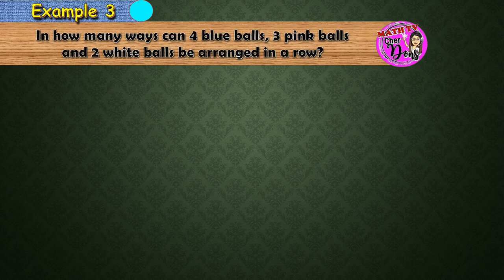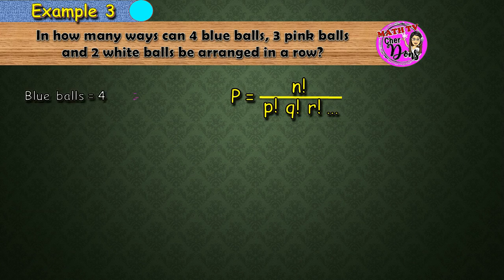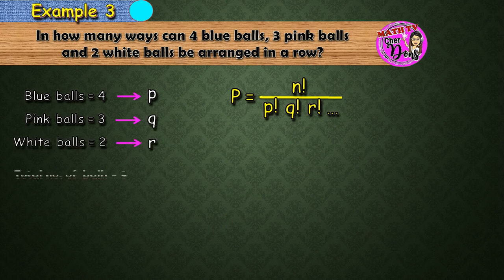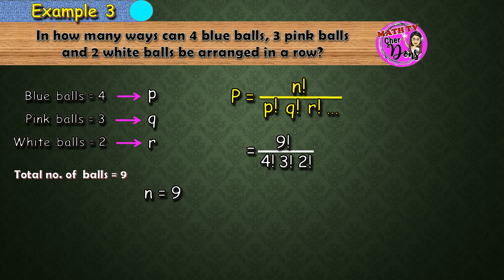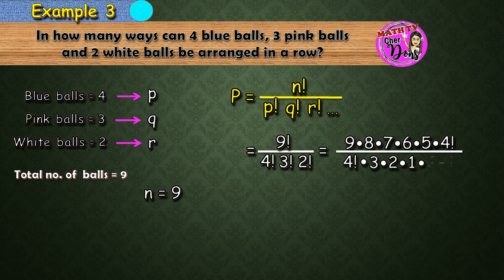Example number 3. In how many ways can 4 blue balls, 3 pink balls, and 2 white balls be arranged in a row? Our formula is equal to n factorial divided by p factorial times q factorial times r factorial, and so on. We have 4 blue balls, that is your p, 3 pink balls, that is your q, and 2 white balls, that is your r. Total number of balls is equal to 9. Our n is 9. Substituting the values, we have 9 factorial divided by 4 factorial times 3 factorial times 2 factorial. Simplifying it, we have 9 times 8 times 7 times 6 times 5 times 4 factorial over 4 factorial times 3 times 2 times 1 times 2 times 1.